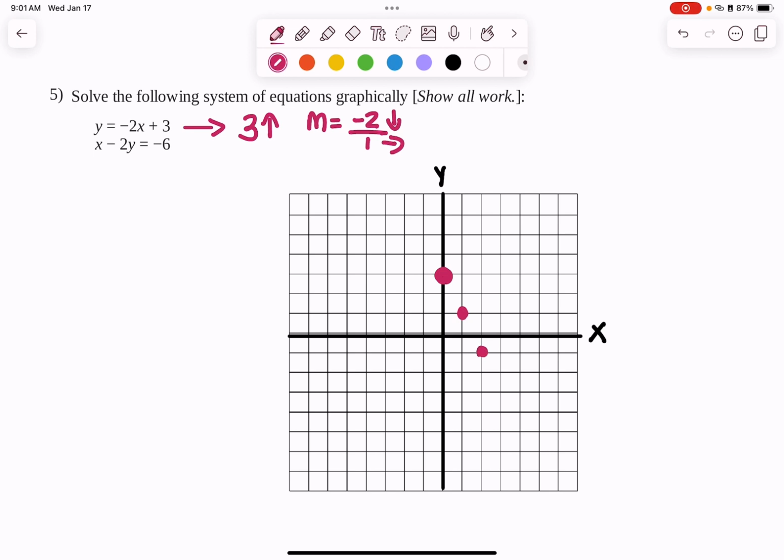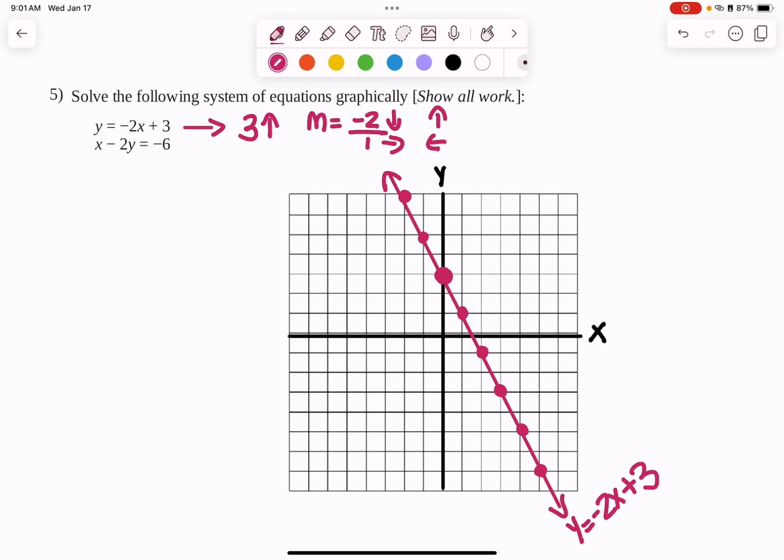Down 2 to the right 1. When I can't do that anymore, I will also go up 2 to the left 1. Perfect. And this is just an equation, so I connect the points, I put the arrows, and I'm going to label this as y equals negative 2x plus 3.